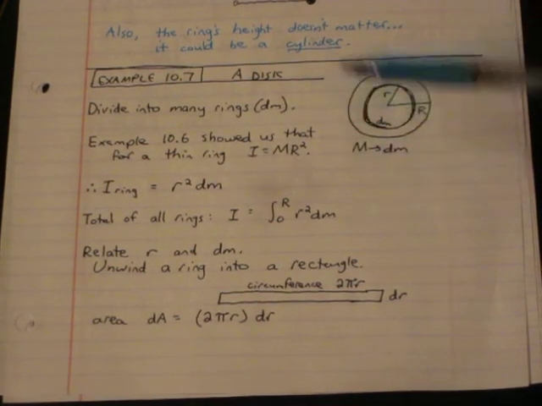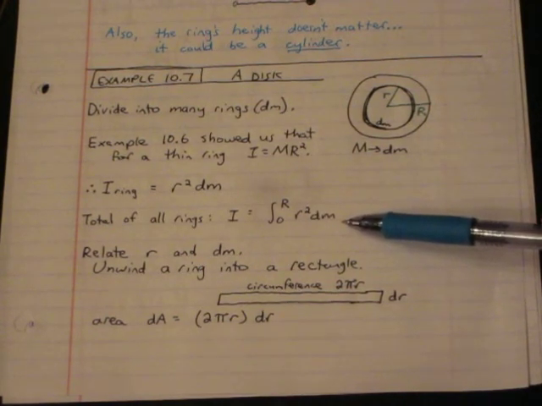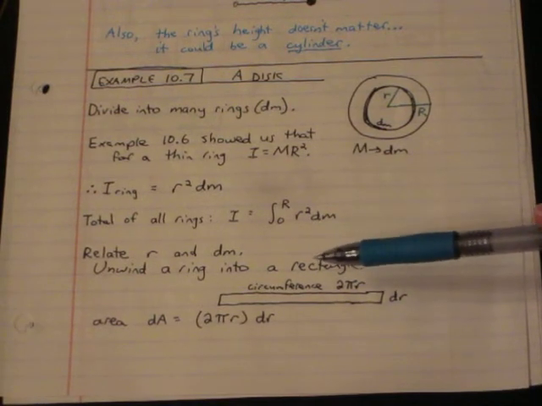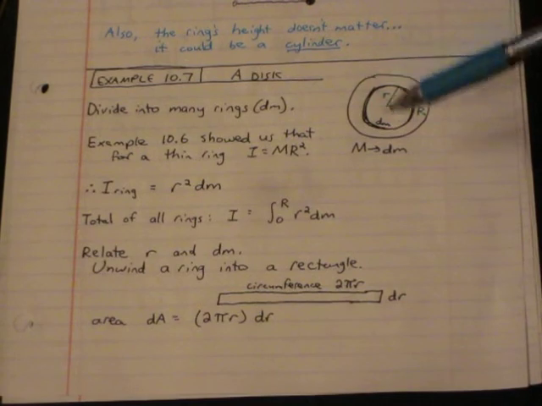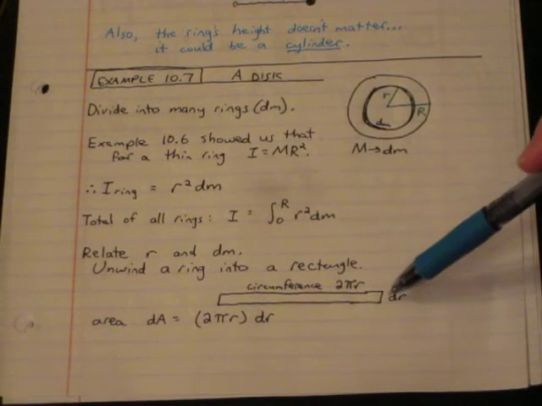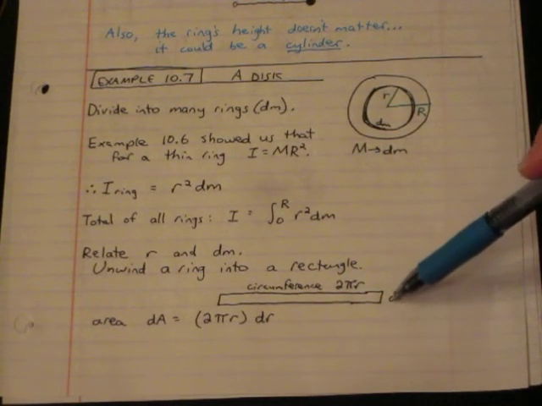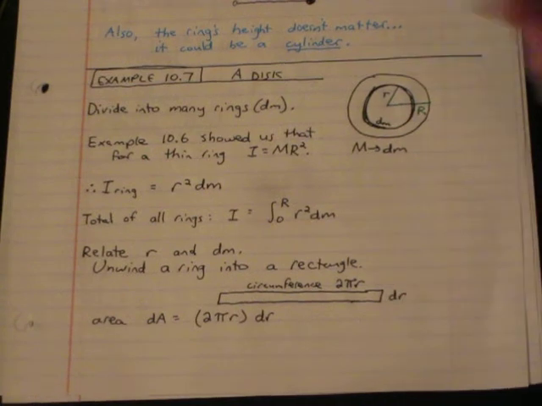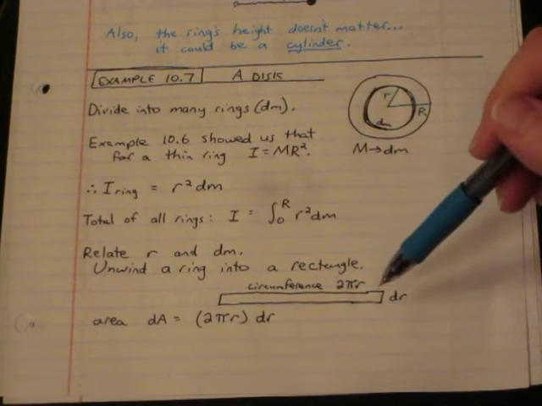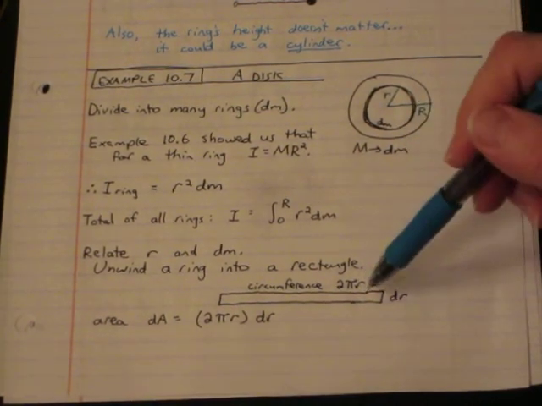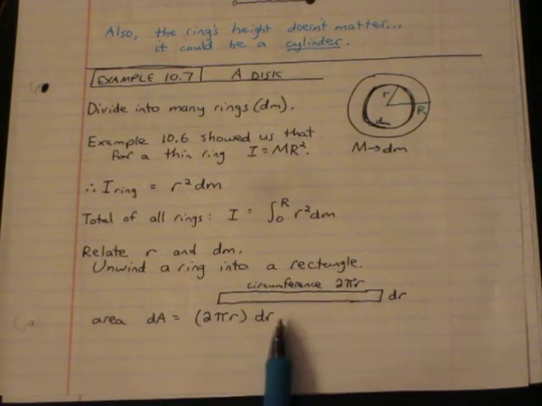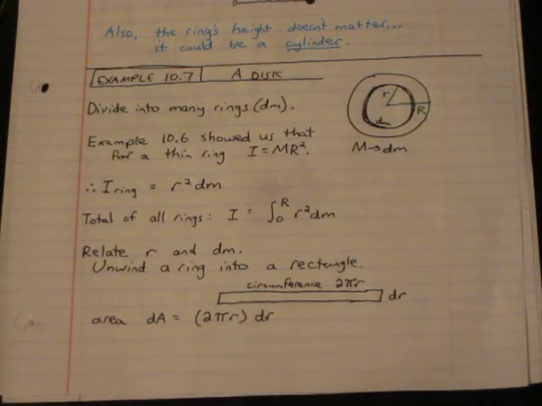Now, we once again don't want to integrate with respect to dm, so let's relate r and dm. What we can do, getting a little creative here, is imagine taking this ring and unwinding it so that it makes a rectangle. Let's think about its area. It has a width of dr, and it has a length of whatever the circumference of that ring was, so 2 pi r. So the area of one of those rings is the area of that rectangle, which is 2 pi r times dr.